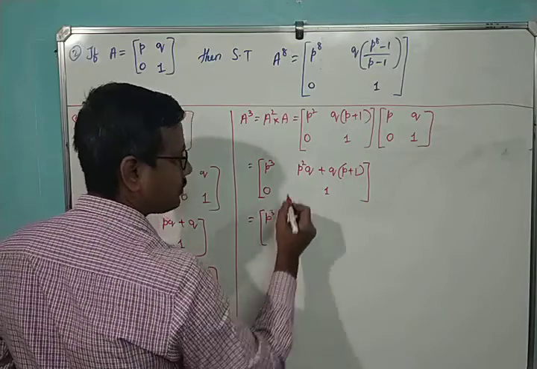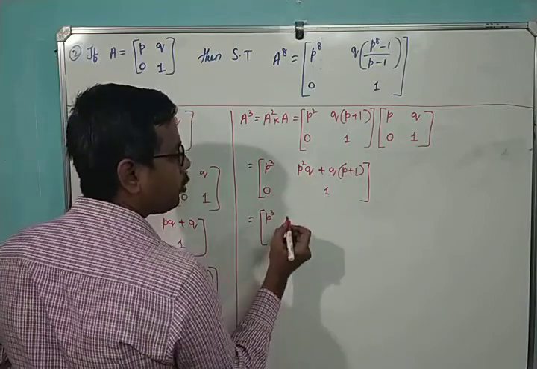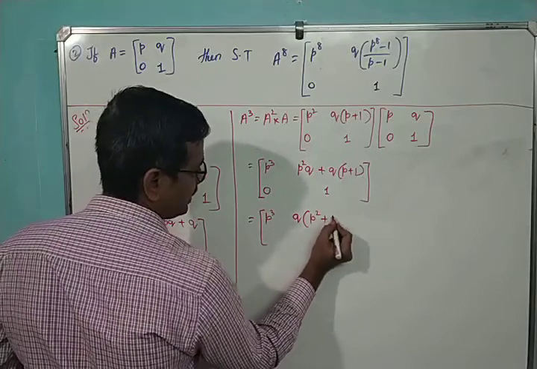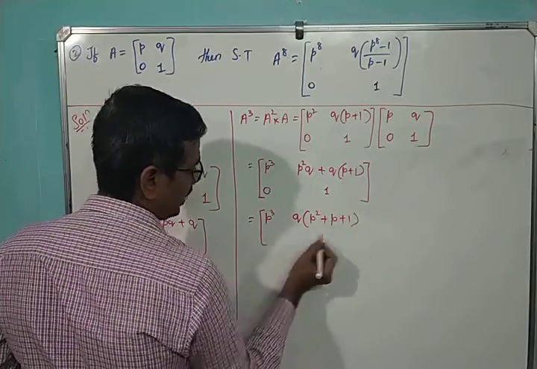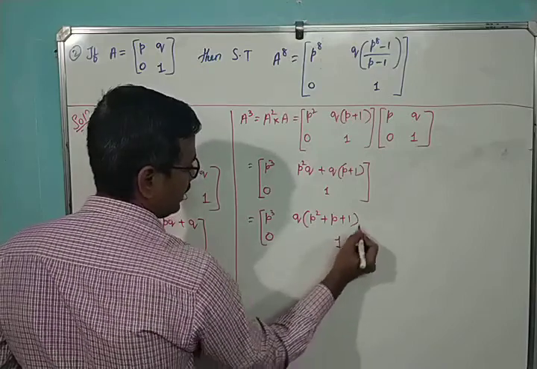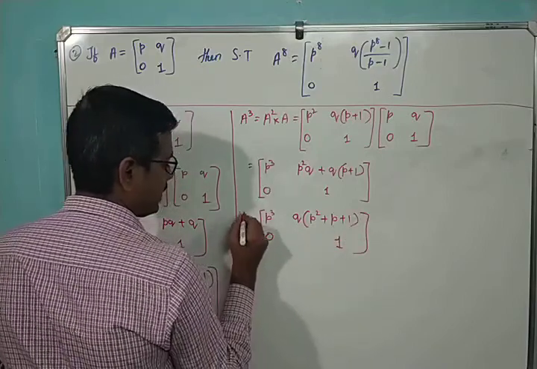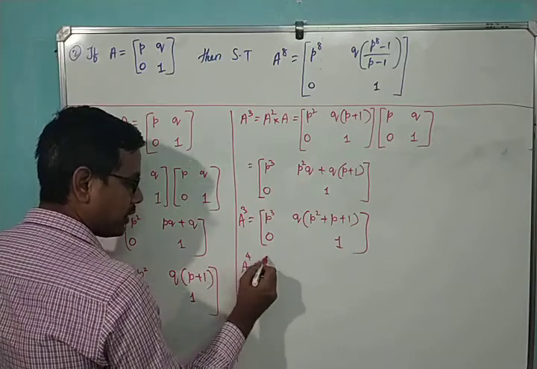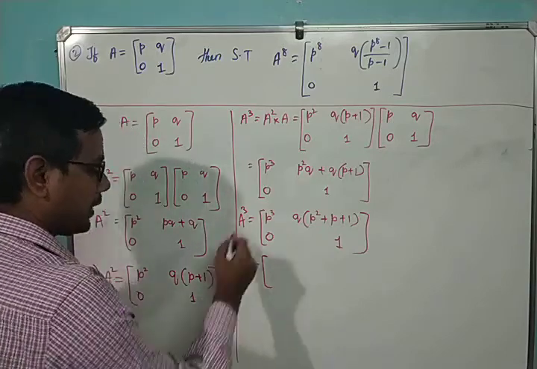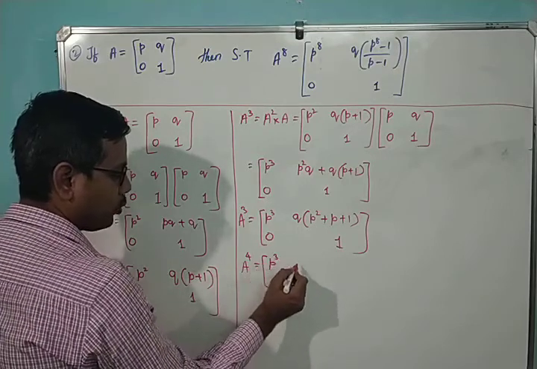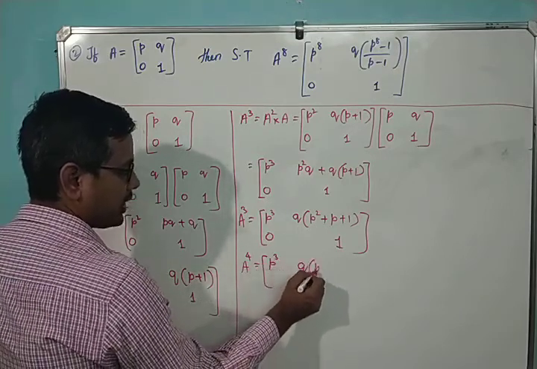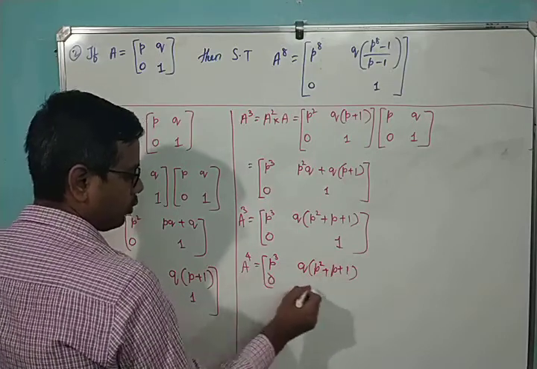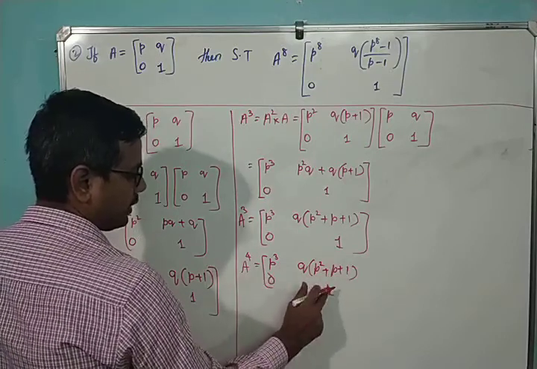P cube, right? So here if I take Q common, what will remain? P square plus P plus 1, 0, 1. What is this? This is A cube. Now A to the power 4 is how much? A cube into A cube is P cube, Q into P square plus P plus 1, 0, 1. Okay?